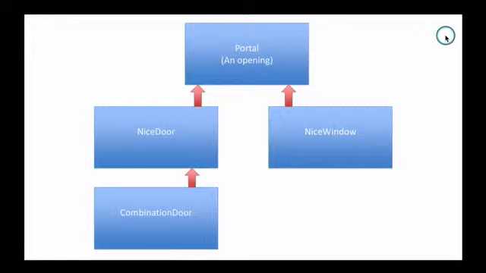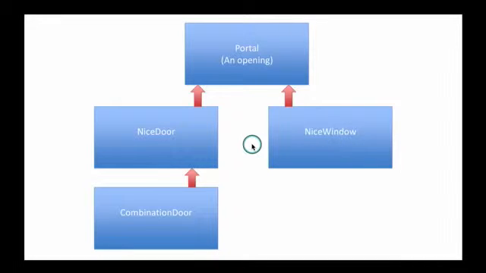So this is our plan. We're going to create a superclass called Portal, and then we're going to create two subclasses of Portal: Nice Door and Nice Window. We are not going to make any objects of this type called Portal. We are only going to make some objects of type Nice Door and of this class called Nice Window. So once we've created the class Nice Door and Nice Window, we will make some objects of this class.